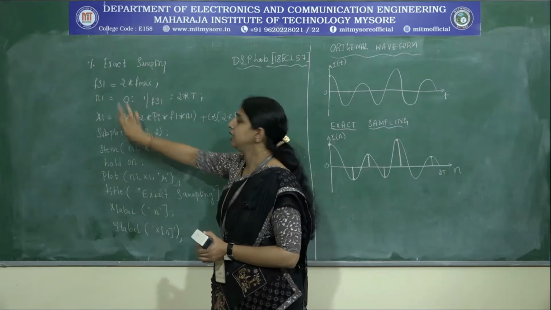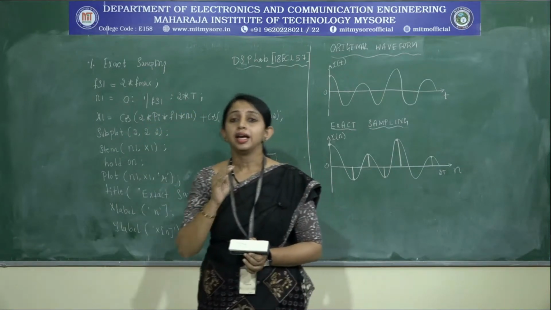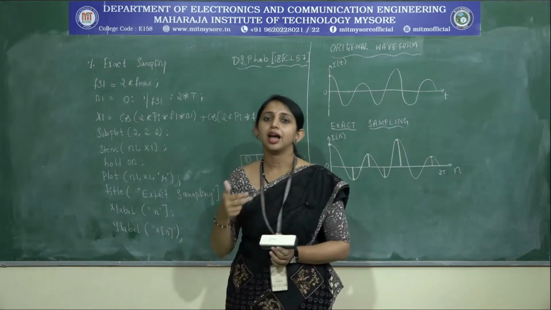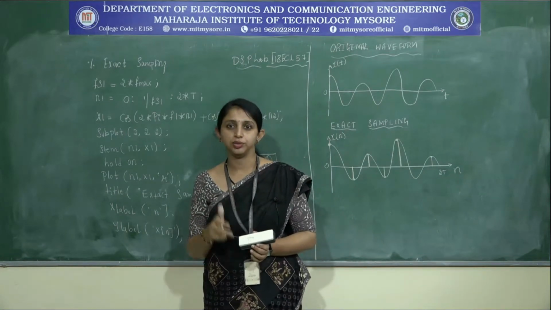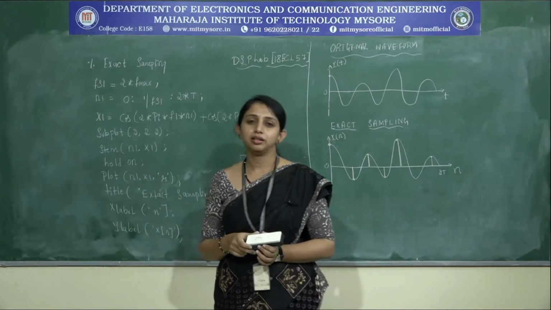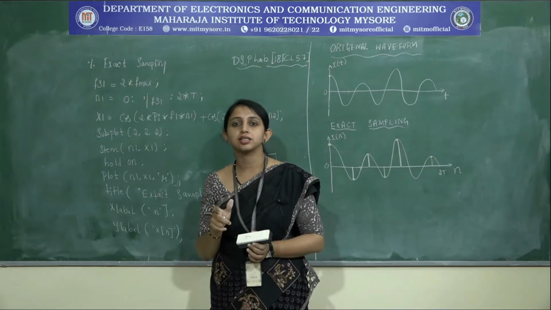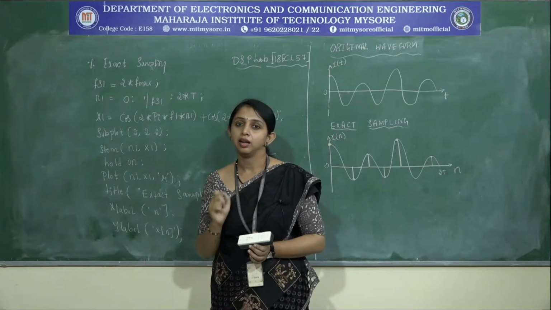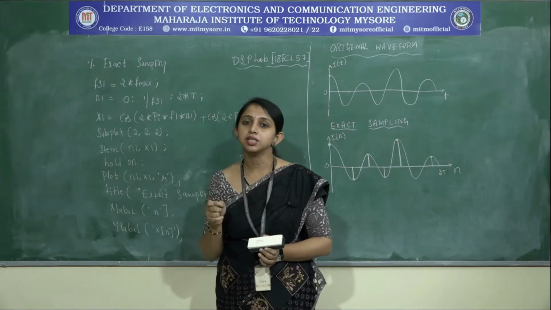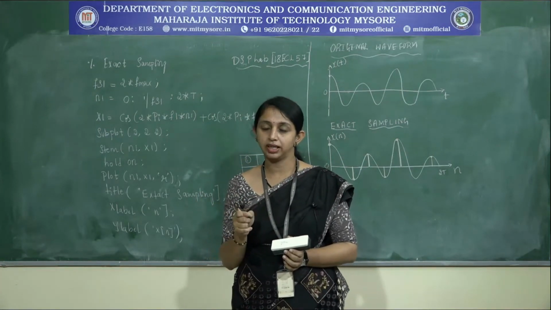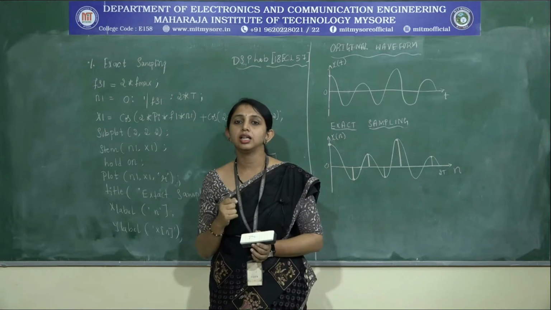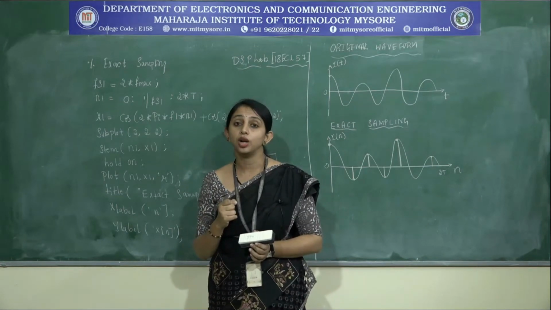Then we need to take the x-axis value. Here, after sampling, what are we going to get? We are going to get a discrete signal. For a discrete signal, we have the x-axis value as n. For a continuous time signal, it will be t, small t. For a discrete signal, it will be taken as small n.